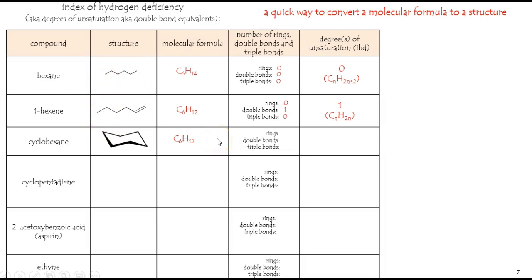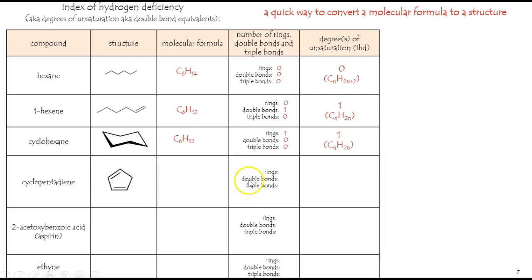That's why we have to say double bond equivalence. You lose two hydrogens when you turn a single bond into a double bond, right? Instead of being CH2, that's CH. Instead of being CH3, that's CH2. And so it's the same kind of thing. That's why we have to use these weird words. So C6H12 has one ring, no double bonds, no triple bonds. And there it is, index of hydrogen deficiency of 1.